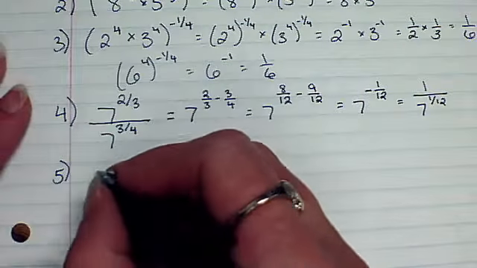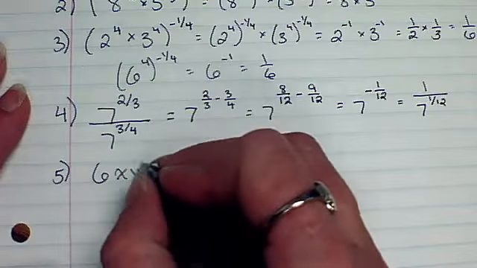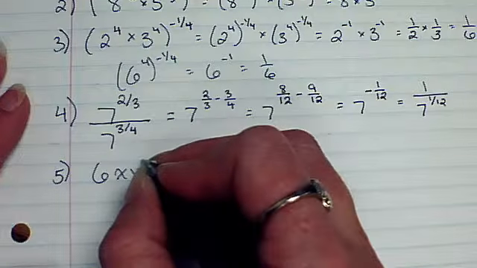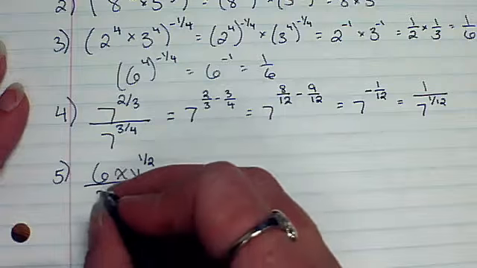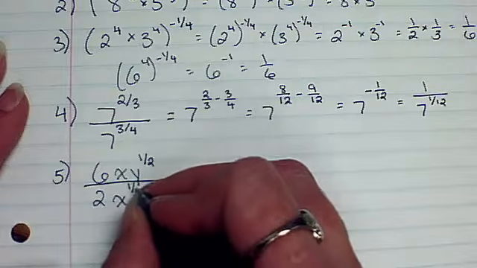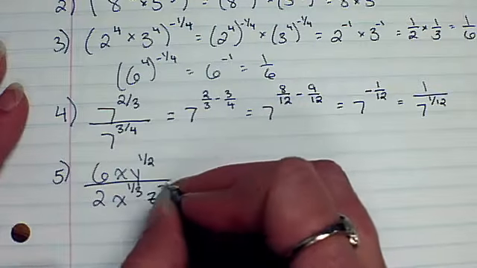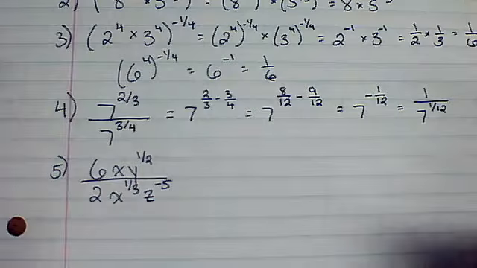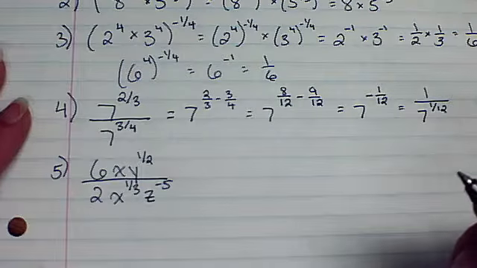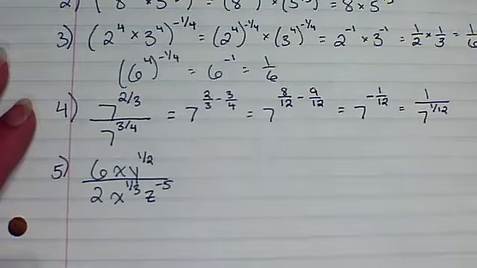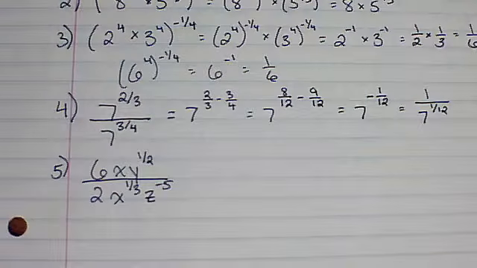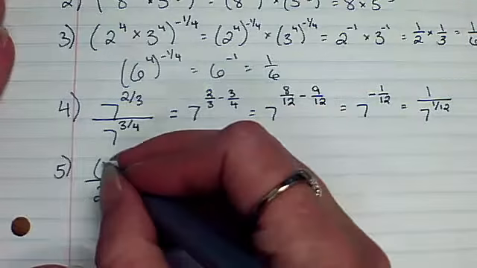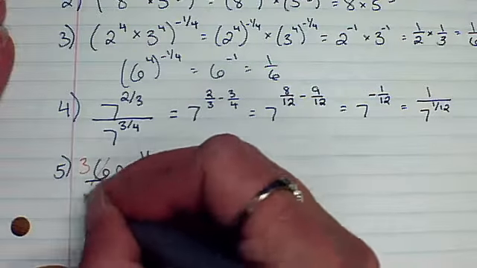All right, what about a little bit more complicated? What if we have a lot of stuff going on? Are our rules really going to change? No. We still work with everything like we used to. So I would take a moment and look at my numbers. I've got 6 and 2, both divisible by 2, so that would give me a 3, and that'd be just 1.